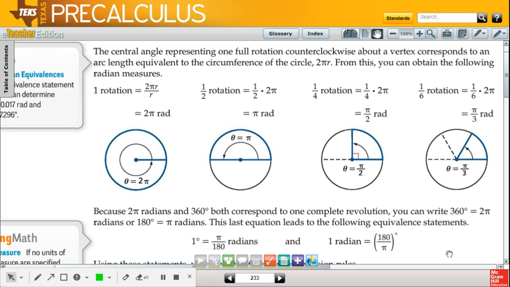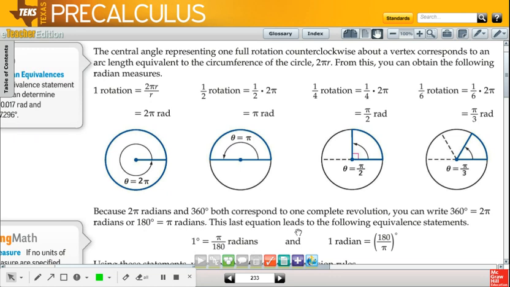So how did we get that? As you can see, if you wanted to get pi, the symbol pi by itself, you would divide the right side by 2, and then divide the left side by 2. So 360 divided by 2 is 180 degrees. So that's how we got this statement, 180 degrees equals pi radians.